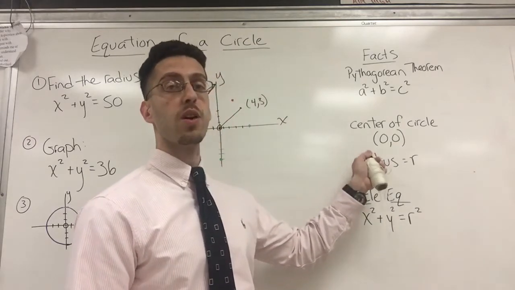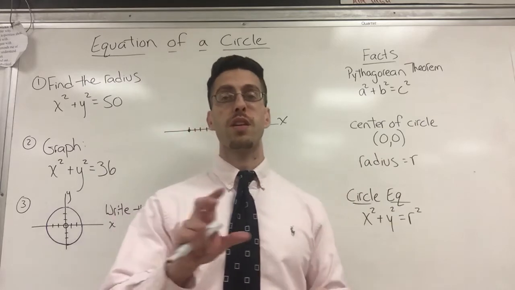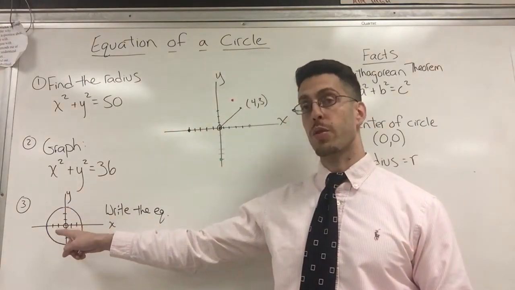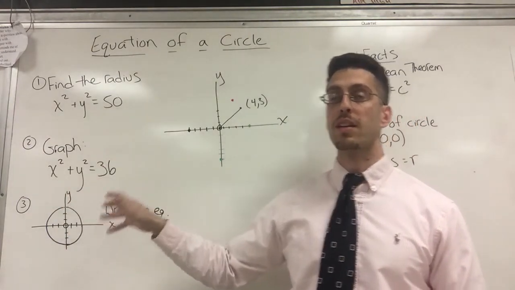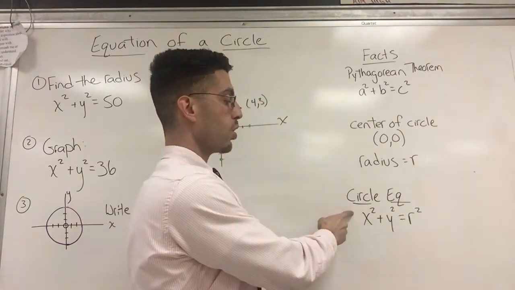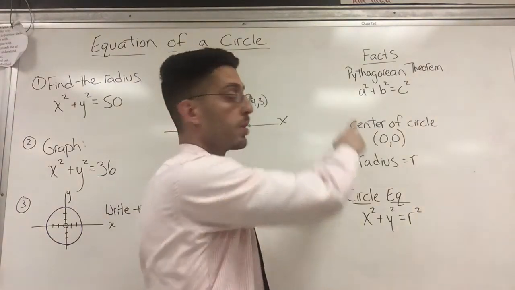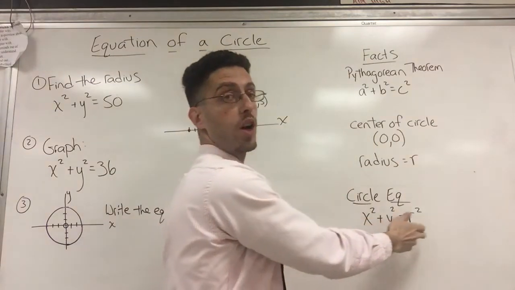Now, for this video, the center of my circle is always 0, 0. There's another video where the center is not 0, 0, but for this one, the center is at 0, 0. It is possible to pick up the circle and move it, but this is the most basic idea, so we're going to start basic first. You should know that a circle equation is exactly like the Pythagorean Theorem, except instead of a squared plus b squared equals c squared, you have x squared, y squared, and r squared.